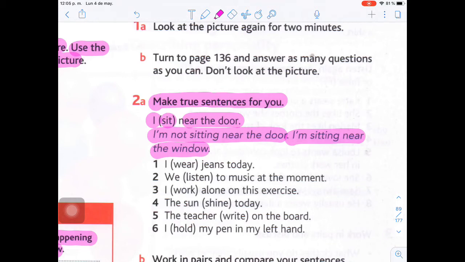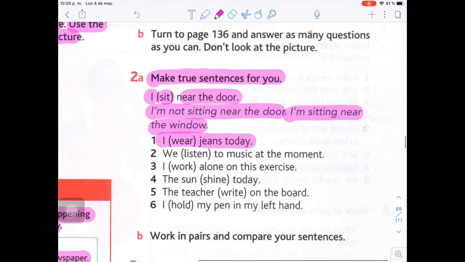Today is Monday. It says I wear jeans today. I am wearing jeans today, or I am not wearing jeans today. It's according to your situation, everybody's situation. So you read the information and you write the sentences true or false for you.